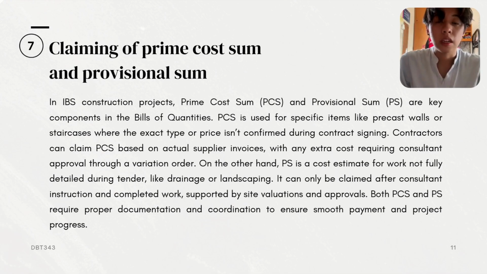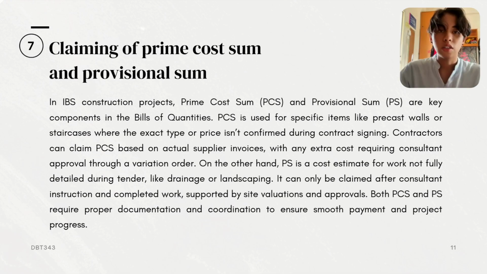Assalamualaikum, my name is Alif Fatimiti Abonipa, and I'm going to talk about the claiming of prime cost sum and provisional sum. In construction projects, especially those involving the industrial building system or IBS, prime cost sum (PCS) and provisional sum (PS) are crucial components listed in the bill of quantities. PCS refers to an estimated cost for specific items like precast wall or staircase supplied by third parties, where the exact details are unknown at the time of the contract signing.